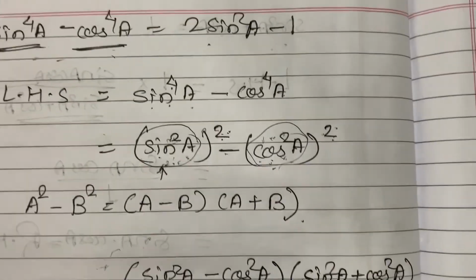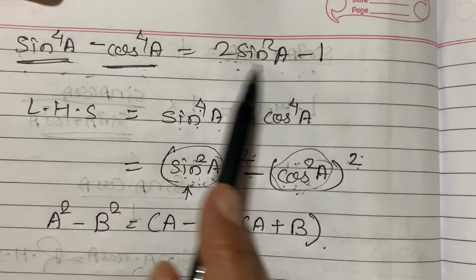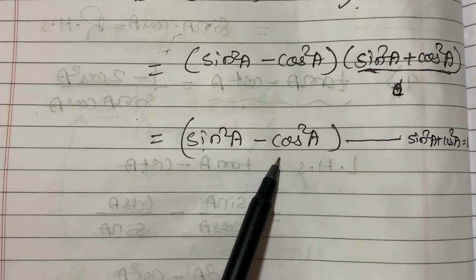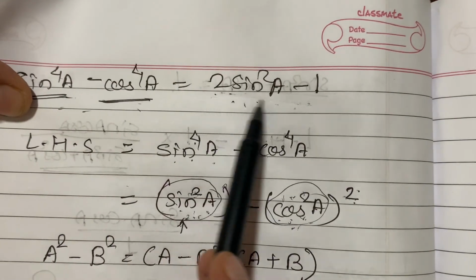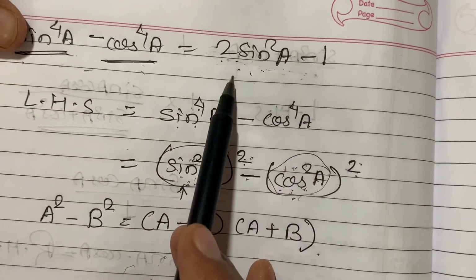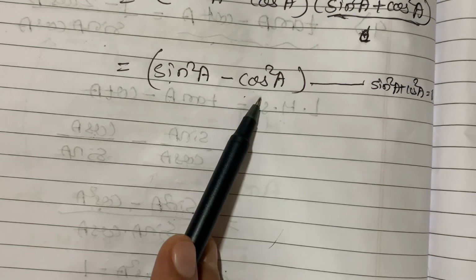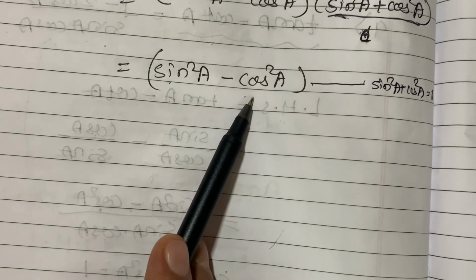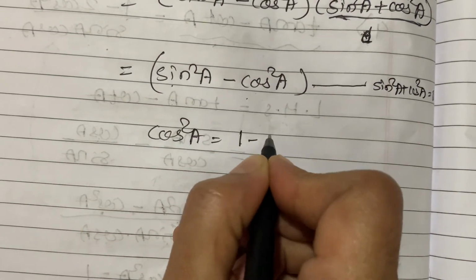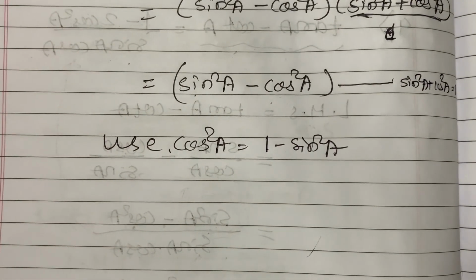Now look at the RHS. What is my RHS? My RHS is 2 sin square a minus 1. Just now what we have is sin square a minus cos square a. This RHS consists of only the sin term, it doesn't have any cosine term. Here the cosine term is also there. I want to remove this cosine term again by using the square relationship, that cos square a is equal to 1 minus sin square a.